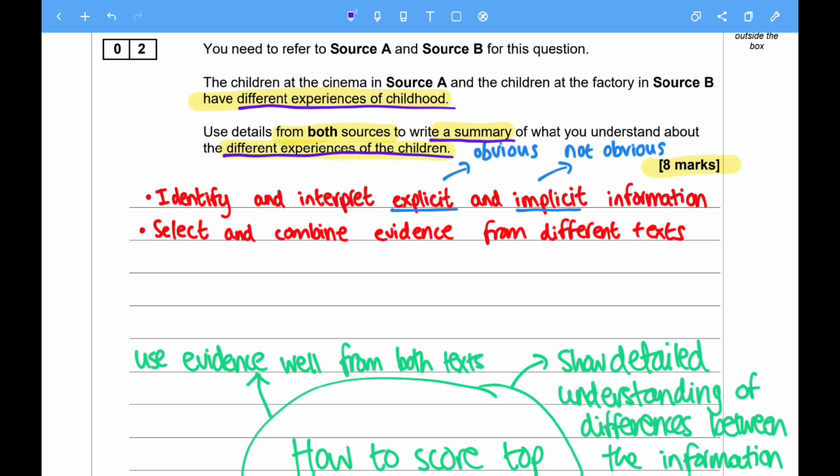So in terms of the assessment objective criteria, what do you have to do? So first of all, identify and interpret explicit and implicit information. So explicit is the obvious information and implicit is the not so obvious information. So this question is requiring you to use your inference. And second of all, after the first one, is to select and combine evidence from different texts. So as you write your answer, you must show evidence to show the differences between source A and source B.